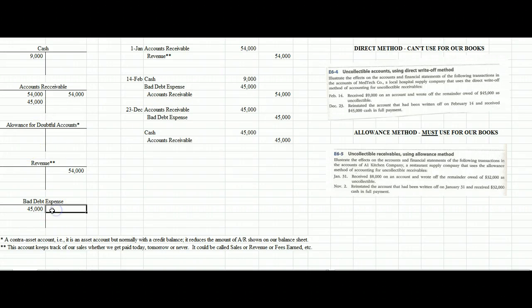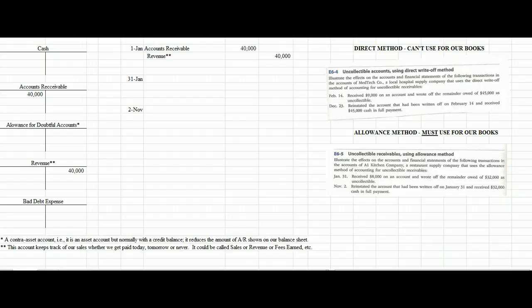Bad debt expense will undo that $45,000 debit, so now bad debt expense has a zero balance, which makes sense because we're getting paid. And now we get to receive the cash. Cash is an asset. Assets increase with debits. So we debit cash for $45,000 and we take that account receivable off our books again. So now accounts receivable has a zero balance. Cash has that $54,000 balance and bad debt expense has a zero balance.